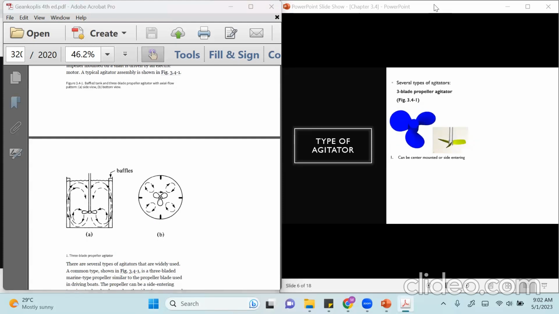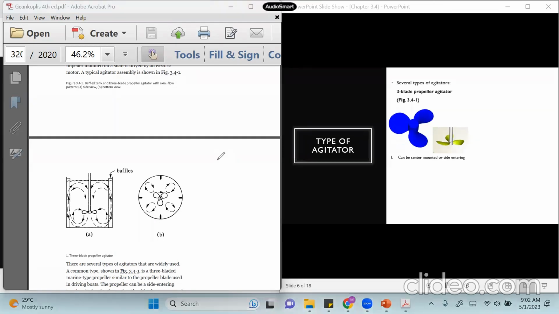Let me annotate. So it can be put like this. It's center mounted. Sorry if I draw it not really at the center. Or it can be side entering like this. So it can be placed center mounted, or it can be placed from the side.